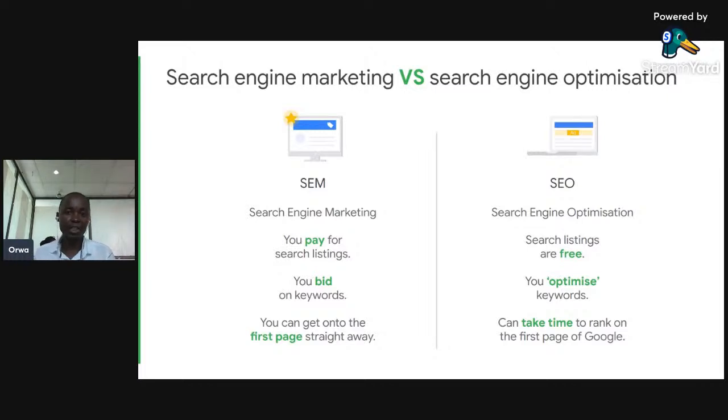But when you are doing search engine optimization, this means that you appear on the search result for free, without being charged. And then what you need to do is always optimize for your keywords. You need to be doing this over time and again, because people's preferences change with time. So you need to optimize your keywords, do a lot of research, and then it will take time to rank on the first page result. So you take time to rank. This is the difference between search engine marketing and search engine optimization.